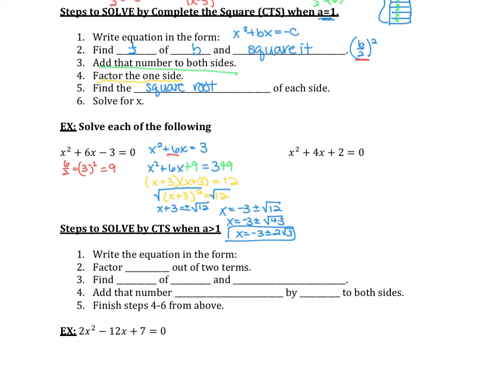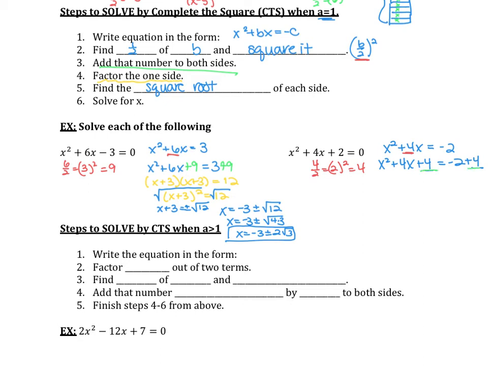All right, let's try this one. So the first thing I'm going to do is move it so I have x squared plus 4x equals negative 2. And then I'm going to take my b value and divide it by 2. So 4 divided by 2 is 2. And I'm going to square that, which is 4. And I'm going to add that to both sides. So we get x squared plus 4x plus 4 equals negative 2 plus 4. So those are the two 4s I added.